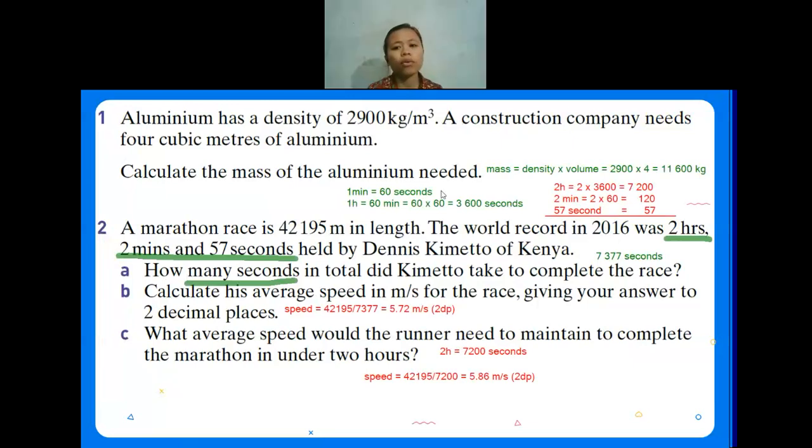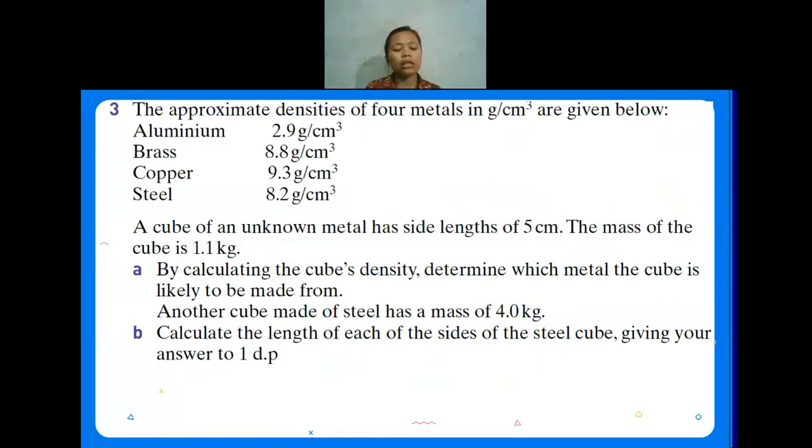I will move to question 3. For question 3, there are some metals here: aluminium, brass, copper, and steel, and they also give the density. For question 3, we don't know what metal it is, but the metal is in a cube shape, and the mass of this cube is 1.1 kilogram.